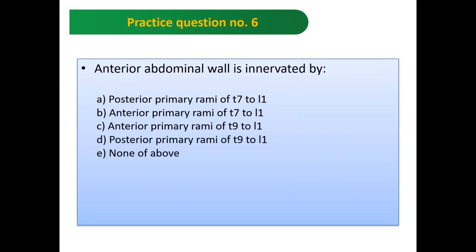Okay, can you do the next question, please? The anterior abdominal wall is innervated by: A. posterior rami of T7 to L1, B. anterior primary rami of T7 to L1, C. anterior primary rami of T9 to L1, or D. another option. It's B, anterior rami of T7 to L1. Do you think it's the posterior rami? No, I think it's anterior rami. Yes, excellent. The answer is B, anterior rami of T7 down to L1.